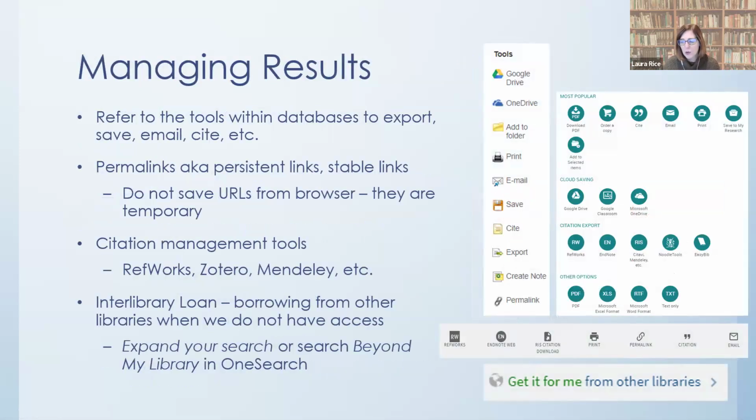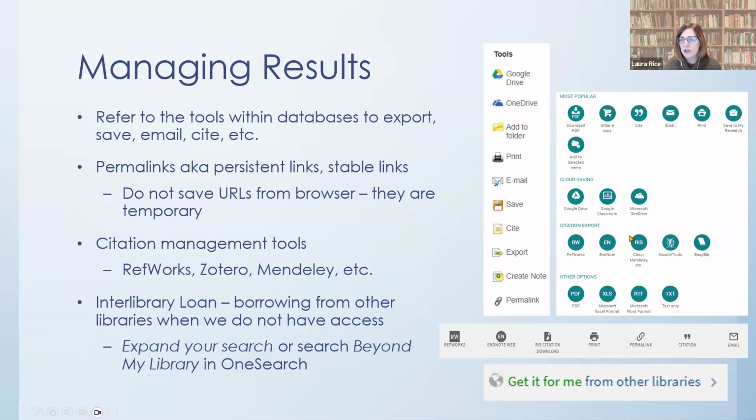Managing your results. There are several tools within our databases, and I've put up some images of what your options are once you find an article or something that you want to save. You really do have a lot of options. Some people just like to download it to their computer and put it in a folder. You can print it, you can email it, you can export it to a citation management tool. You can create a permalink, which is a permanent link to the location in the database.